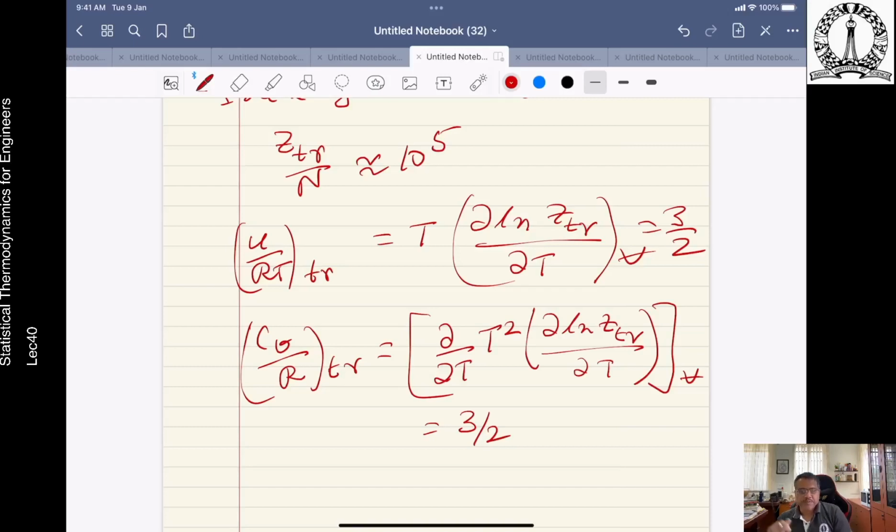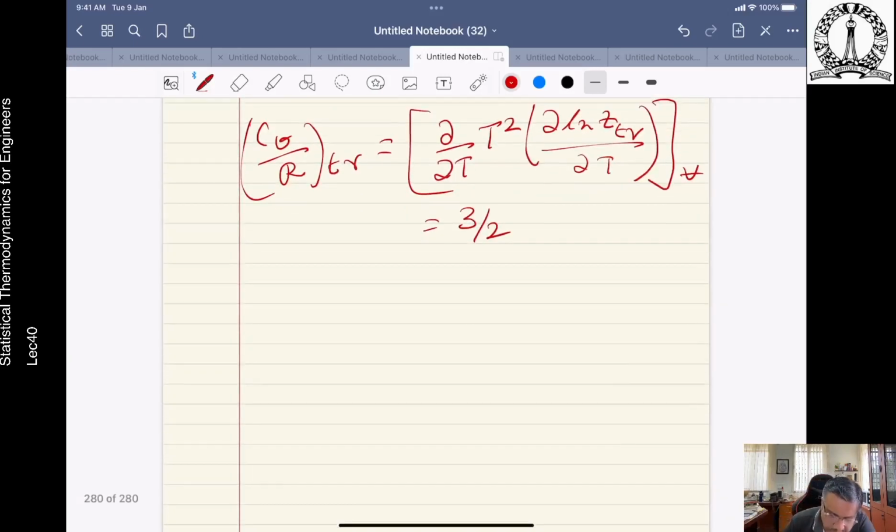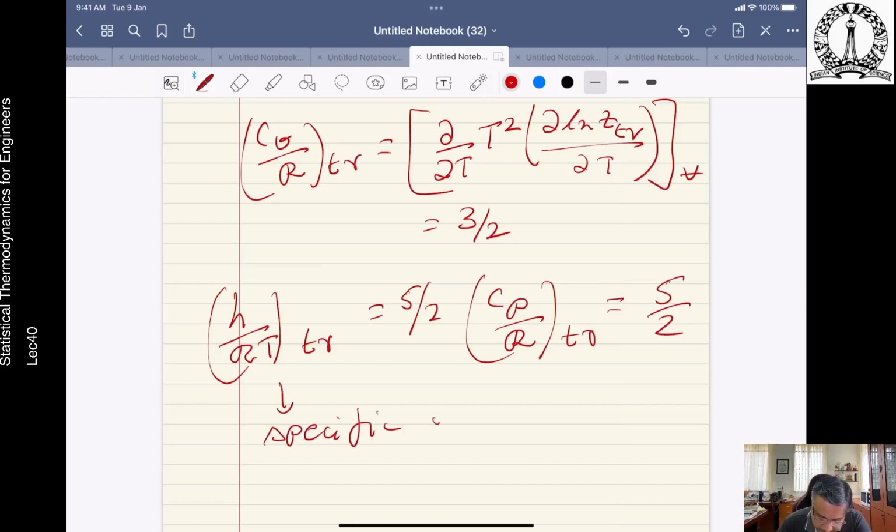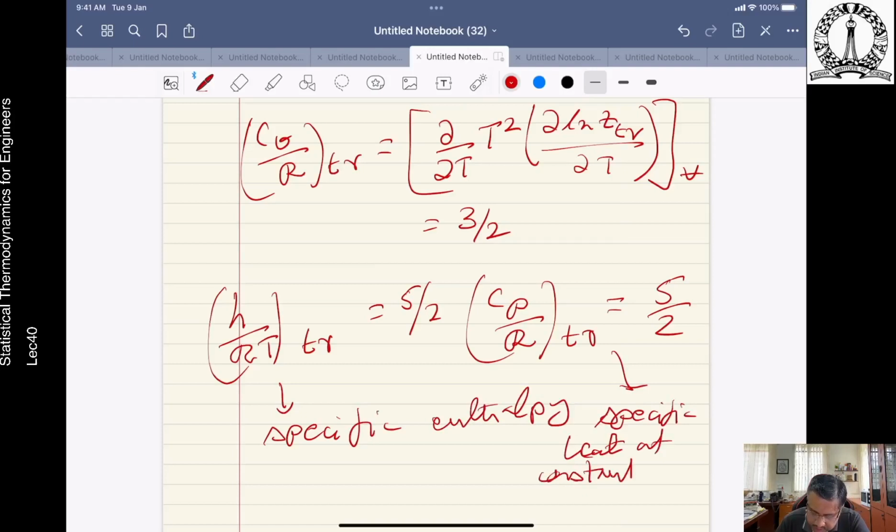Okay, so for specific enthalpy also, if we look at specific enthalpy, that is H by RT translational, this will be equal to 5 by 2. And Cp by R, the specific heat at constant pressure, that will be 5 by 2. The specific enthalpy, so this is specific enthalpy, and this is specific heat at constant pressure.